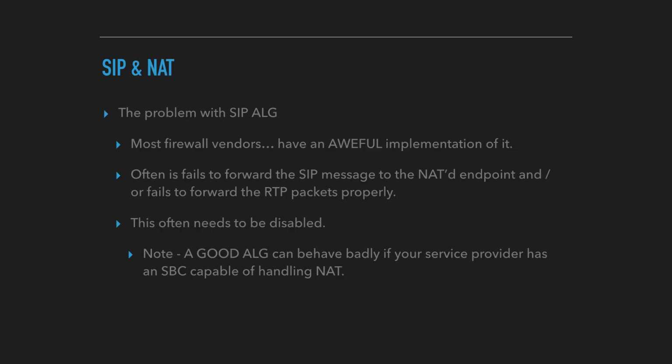The problem with SIP ALG is most firewall vendors have an awful implementation of it. I have seen it break more things than I've seen it fix. It often fails to forward the SIP message to the NATed endpoint, and it'll fail to forward RTP packets properly. So what's the point? Well, we often need to go in and disable it on firewalls.